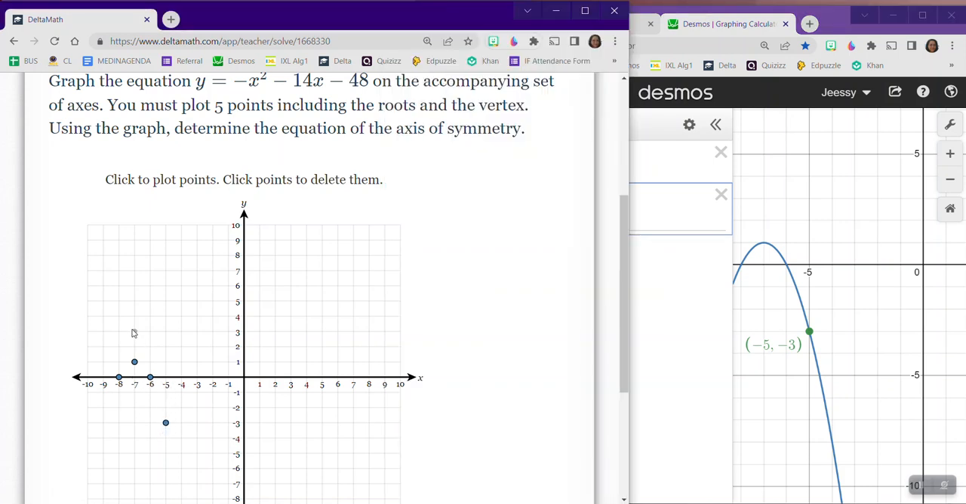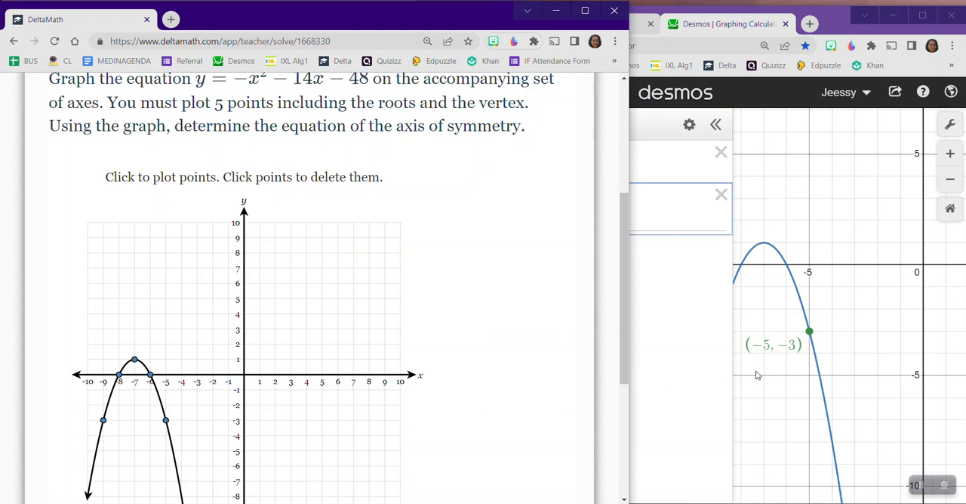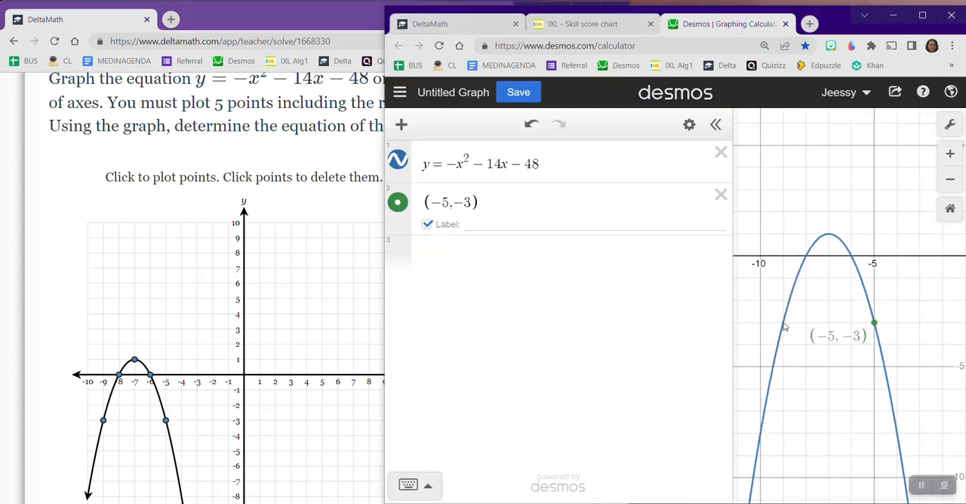And this is the axis of symmetry. You see how it's 2 here? So it's going to be 2 there. So negative 9, negative 3 should be the other point right here. And if not, you can always check. There it is.